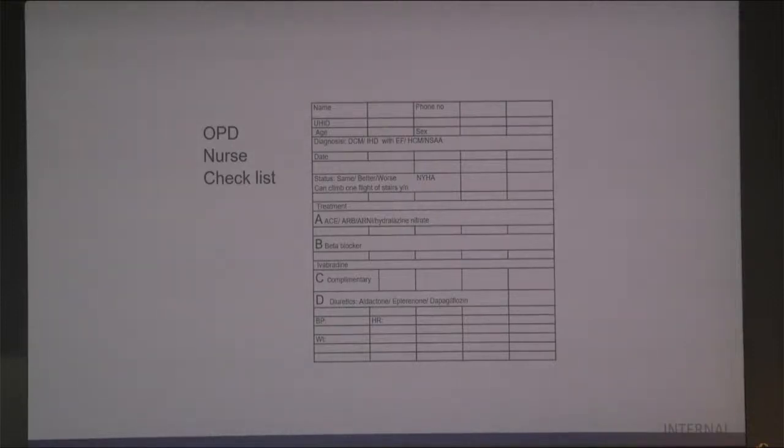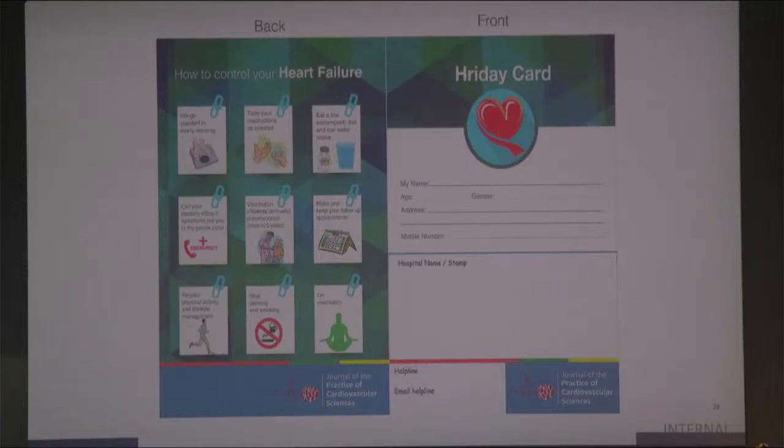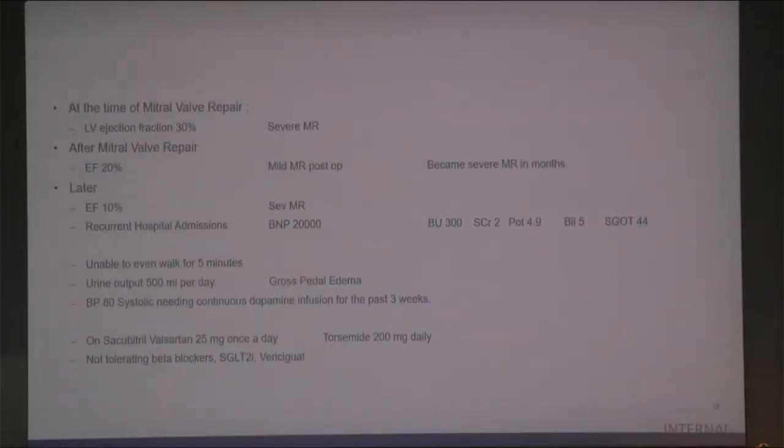Patient's weight is checked, blood pressure is checked. We go through the four pillars of therapy. Is the patient on the four pillars? If not, we note down why the patient is not on the four pillars of therapy. A simple card called the Hriday card, which again captures the patient's data. I will skip the story here.